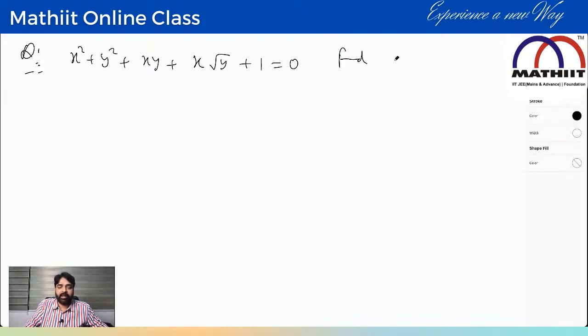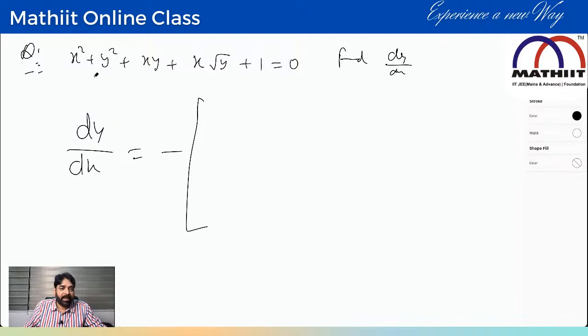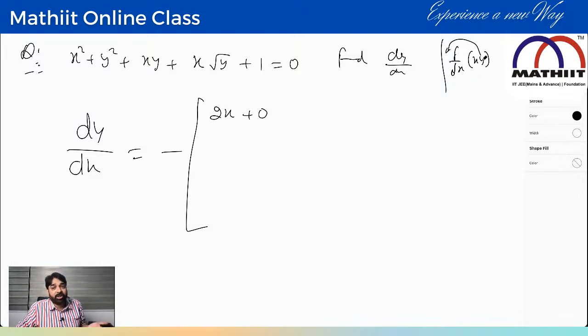Question is find dy by dx. Okay. So dy by dx, directly I will write, I will not write separately. Minus, watch, differentiation of this expression with respect to x, treating y constant. x square differentiation 2x, y square differentiation 0, xy differentiation, del f by del x of xy. So y will come out because you are differentiating with respect to x. So y will be constant. Anything constant multiplied, that always comes out. So this will come y del by del x of x.